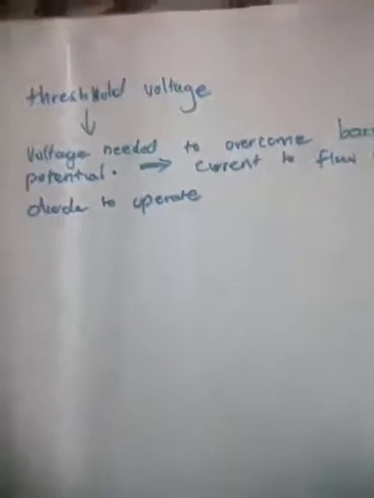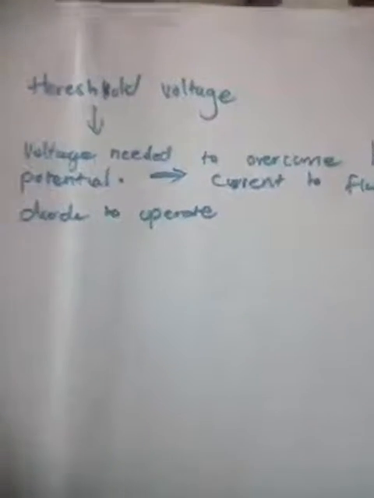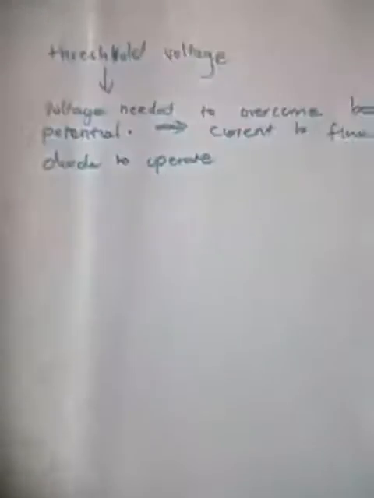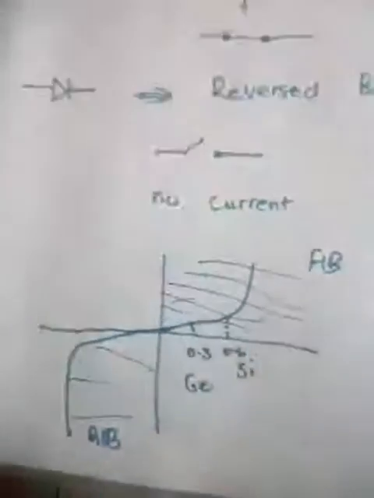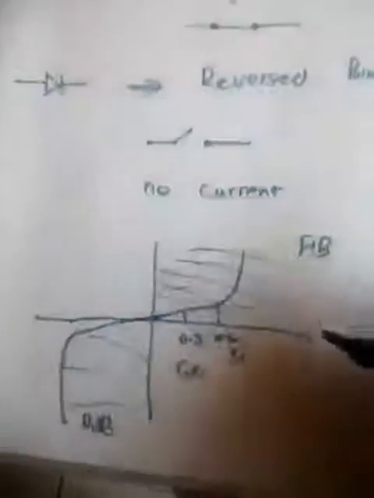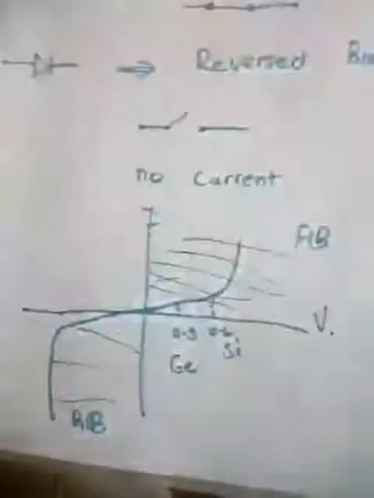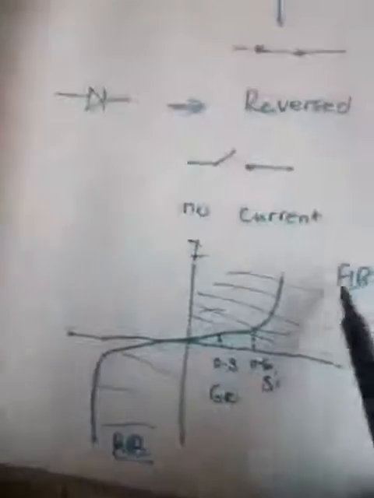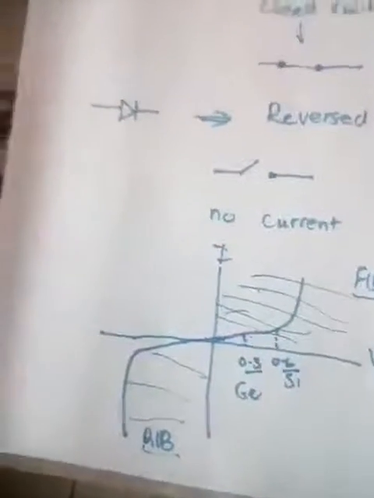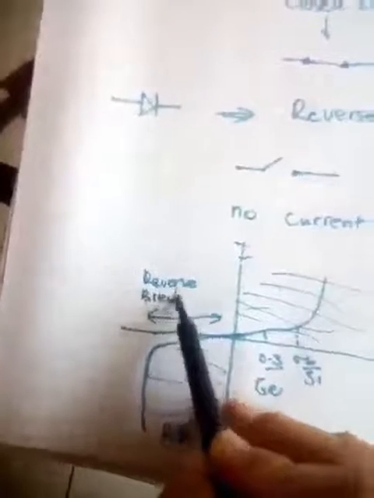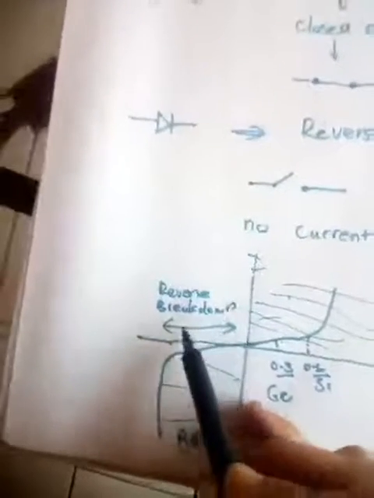Let us not waste so much time on that. Anyway, characteristic of a diode. That's how it looks. You must be able to draw it. Please label it. This will be voltage. This will be current. Reverse bias region, forward bias region, 0.3 volts, 0.6 volts. You can also indicate here that this is the reverse breakdown voltage.